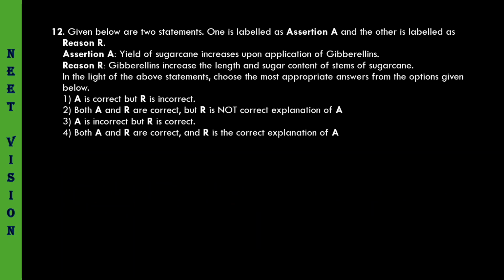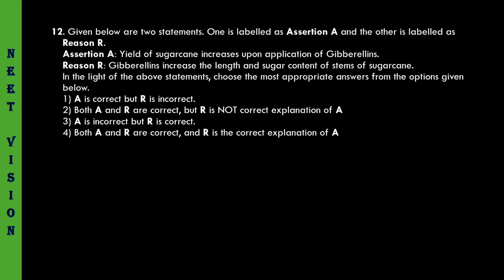Coming to the next one. Assertion reason. Yield of sugarcane increases upon application of gibberellins. Absolutely true, because gibberellins not only increase the length of the internodes of sugarcane, thereby the length of the stem is increased, but also they increase the sucrose content of the canes, thereby productivity increases. Sucrose content also increases, sugar content also increases.